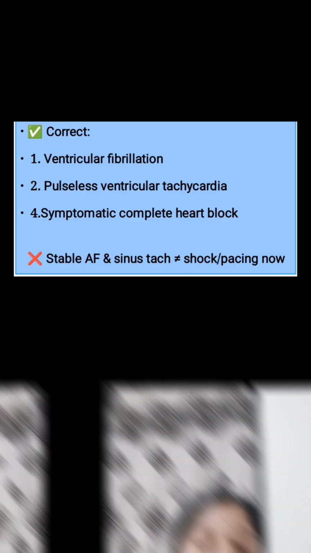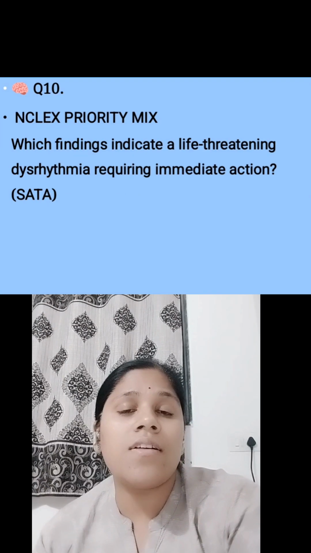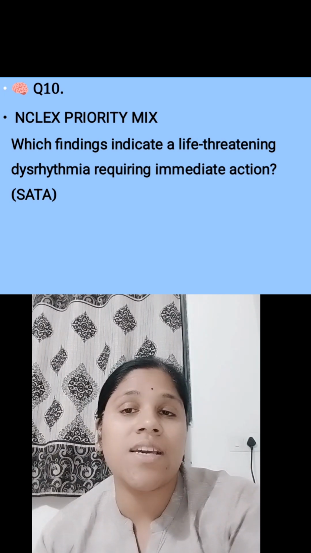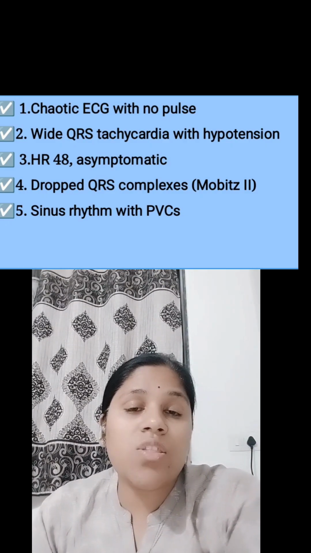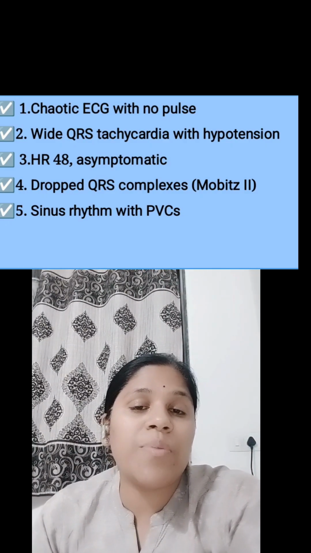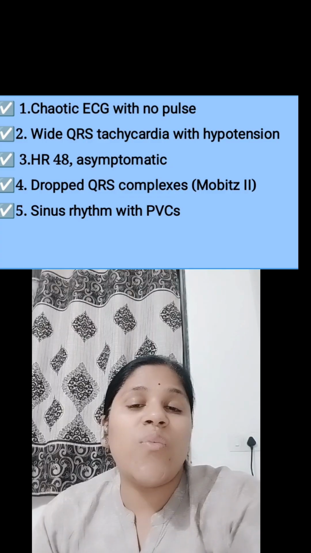Next, the last question is about NCLEX priority. How can we prioritize? The scenario is, which findings indicate a life-threatening dysrhythmia requiring immediate action? It is a SATA type of question. The options here are, the first option is chaotic ECG with no pulse, which means it is ventricular fibrillation. Yes. And the second option is wide QRS tachycardia with hypotension, which is ventricular tachycardia.